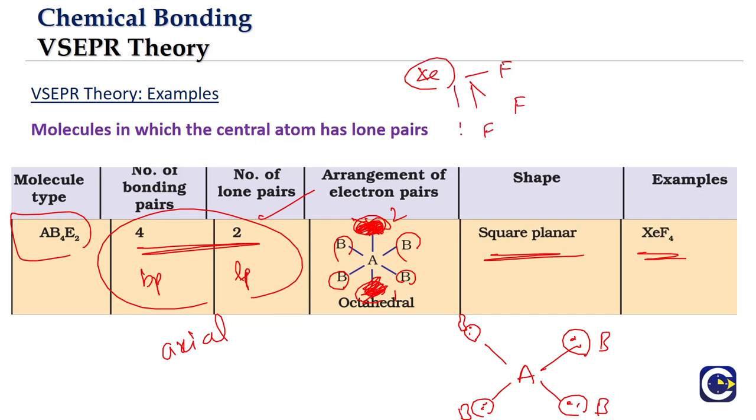Okay, so this is the rough idea. 4 bond pairs. And xenon, what is the number of valence electrons? It is 8 valence electrons, isn't it? Noble gas element. Okay, so after forming 4 bonds, it will be left with its own 4 electrons, which means 2 pairs. So it will be what? 2 lone pairs.